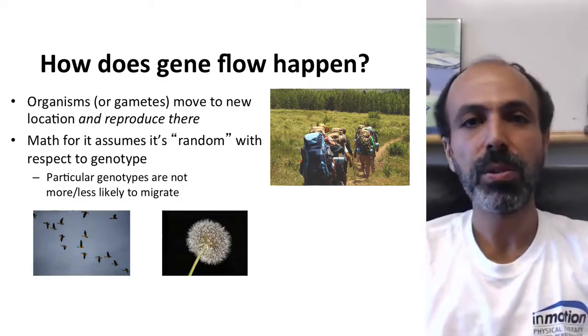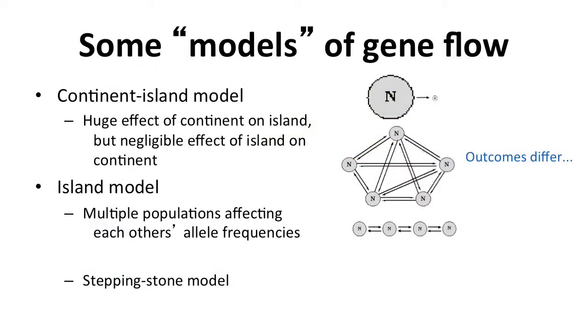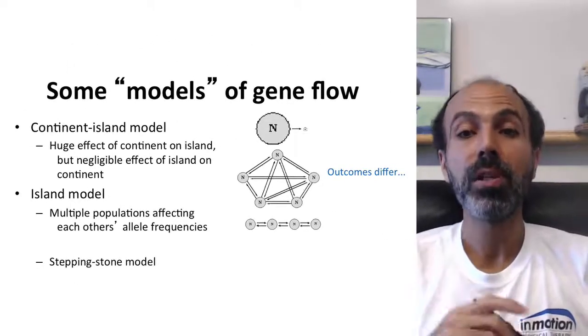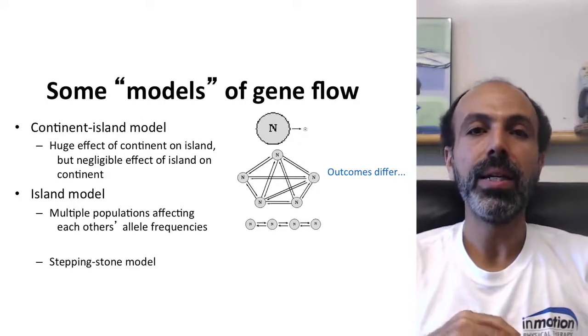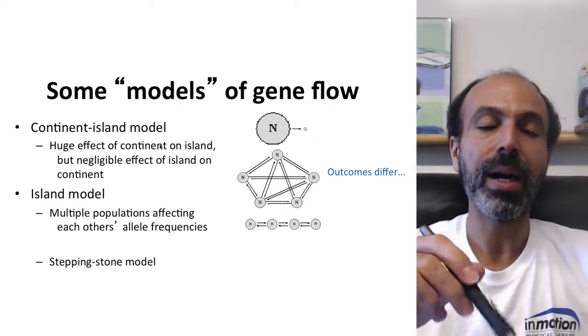Now, let me introduce a couple of general models for gene flow. The first one is referred to as the continent island model. Imagine we have a very large continent with a huge population size that we can approximate as almost infinite, and a very small recipient population that is receiving some migrants from the continent. We're assuming in this case that the effect of the continent on the island is huge, but the effect of the island back on the continent is so negligible we don't even have to consider it mathematically. That's the continent island model.